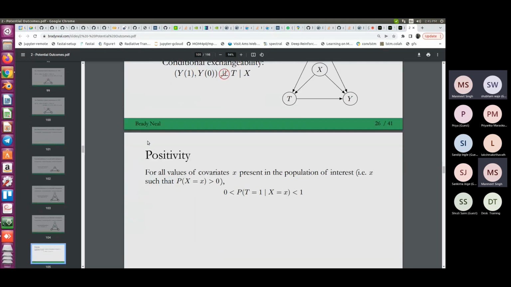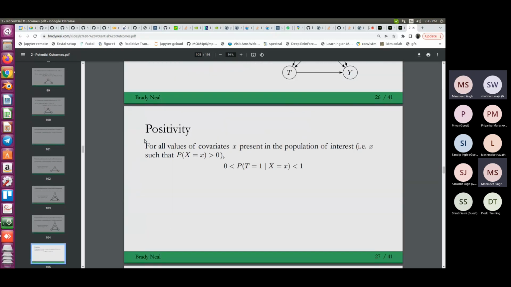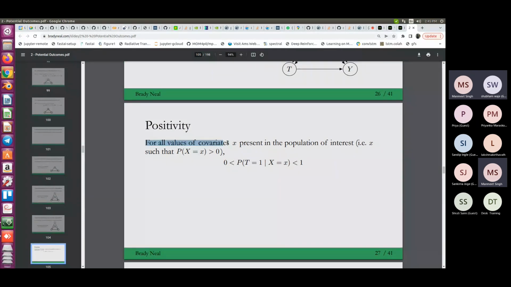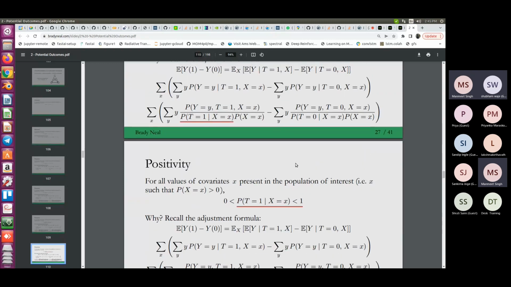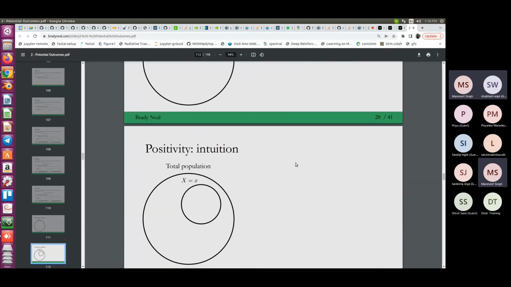Within unconfoundedness, the first thing that we have is positivity. For all values of covariates x present in the population of interest, that is, you have the covariate or the different variables as x, the probability of treatment equal to 1, given that particular variable, should lie between 0 and 1. So that is about positivity.